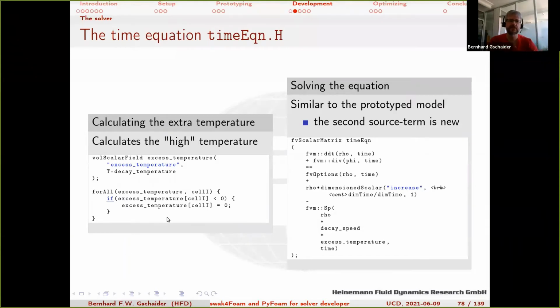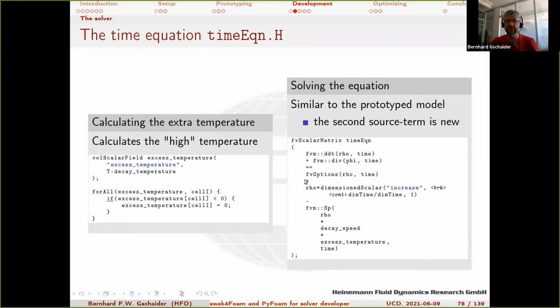We use these variables now here, for instance, in the time equation. There's basically 2 interesting things. The calculation of the high temperatures, where it creates a field with the excess temperature. That's the temperature that is higher than the decay temperature. What is done here is basically it subtracts the decay temperature from the real temperature, and if it finds that it's smaller than 0, then it sets this value to 0. This is simple, and this is the time equation.